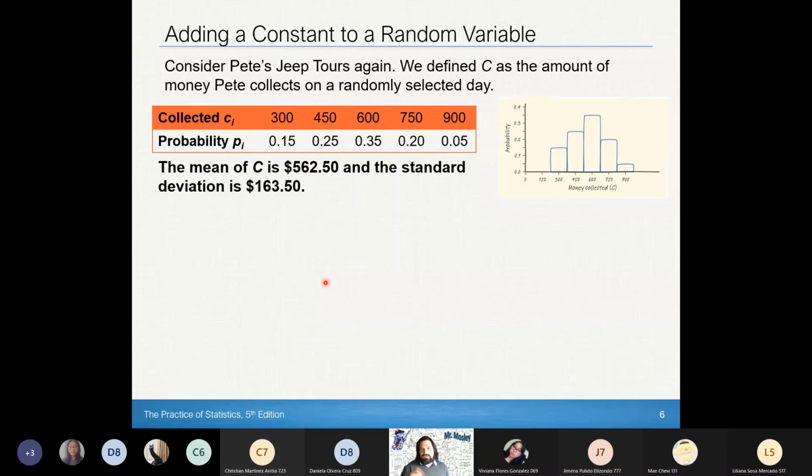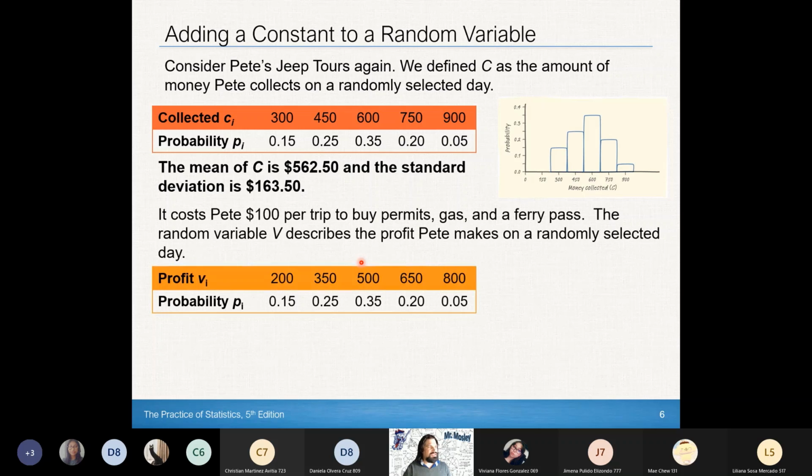So then, considering the same context, we're still looking at the amount of money collected. We have that same probability distribution and the histogram and the mean and standard deviation from the previous slide. Now, we're doing a second transformation. We are subtracting money because it costs Pete $100 per trip to buy permits, gas, and ferry pass. So the random variable V describes the profit Pete makes on a randomly selected day. Why they chose the letter V and not P, I don't know, but there you have it. So the profit could be 200, 350, 500, 650, or 800.